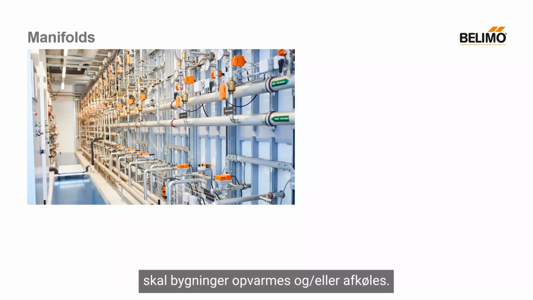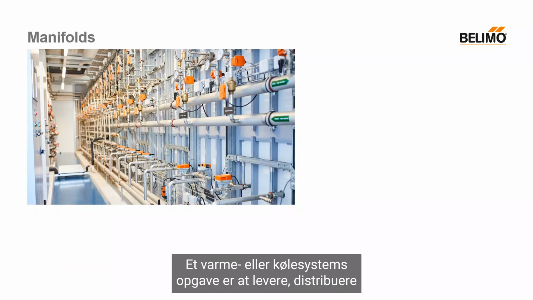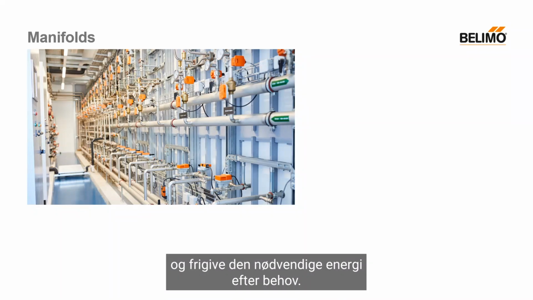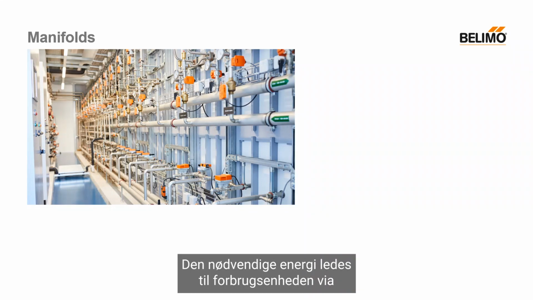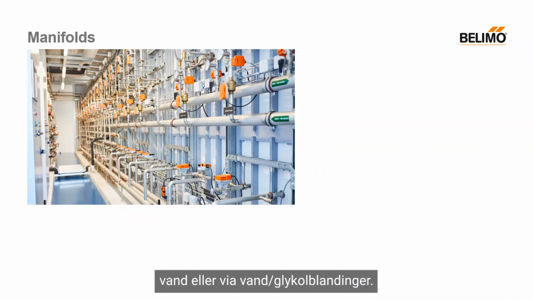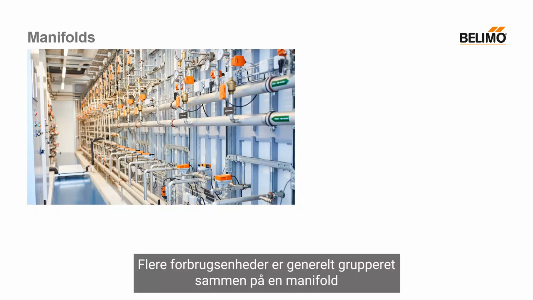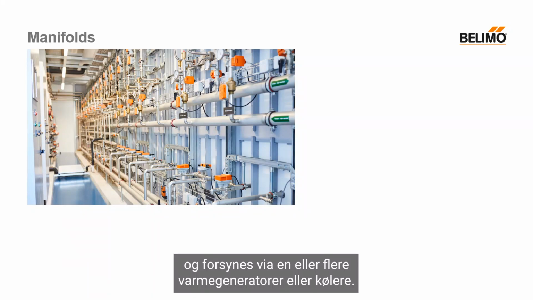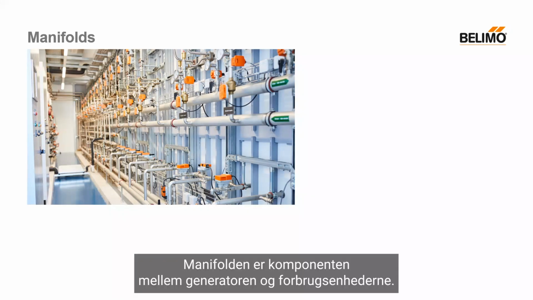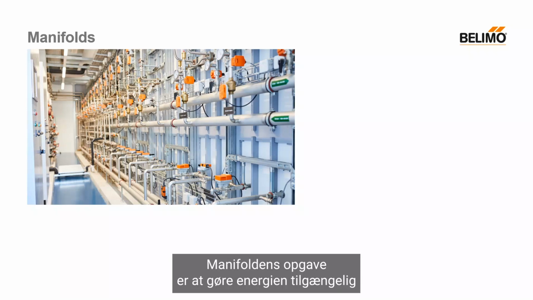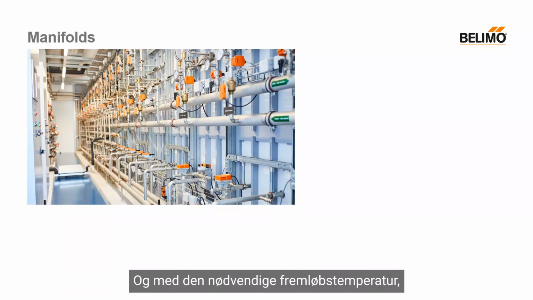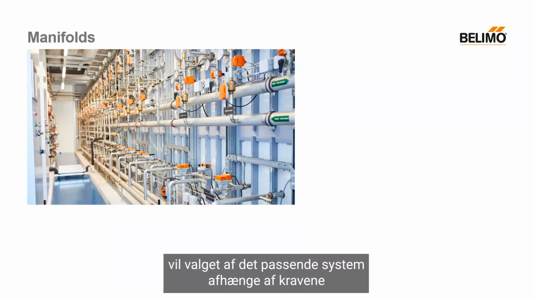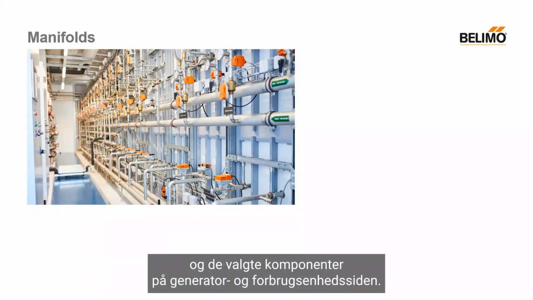In order to ensure the desired room climate, buildings must be heated and/or cooled. The task of a heating or cooling system involves providing, distributing, and releasing the necessary energy as required. The required energy is directed to the consumer via the medium of water, or via water-glycol mixtures. Multiple consumers are generally grouped together on one manifold, and are supplied via one or more heat generators or chillers. The manifold is the component between the generator and the consumers. The task of the manifold is to make the energy available to the consumers as required, and with the required flow temperature.